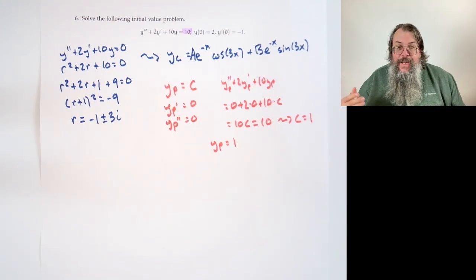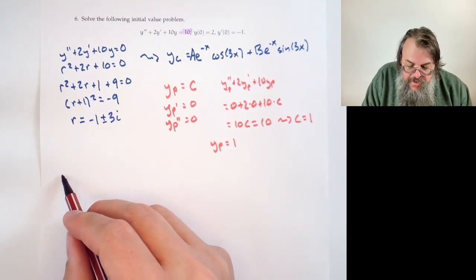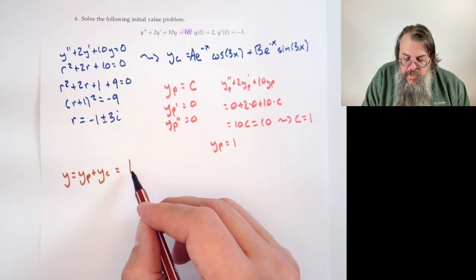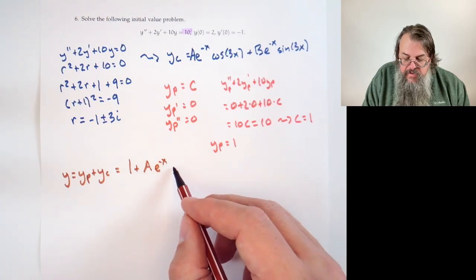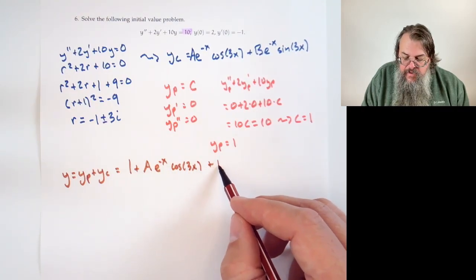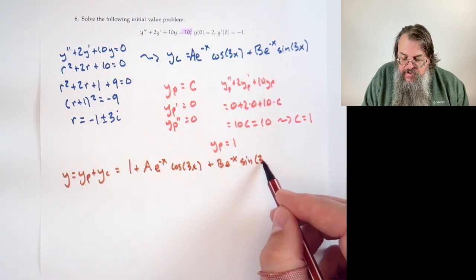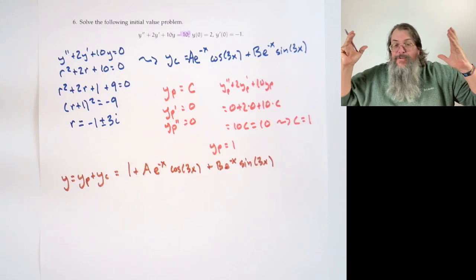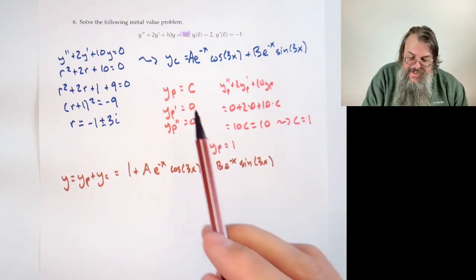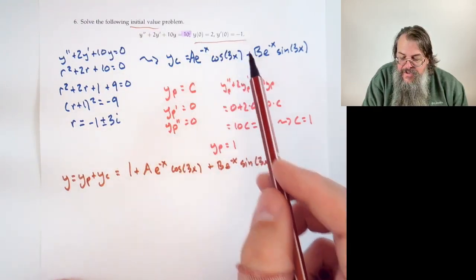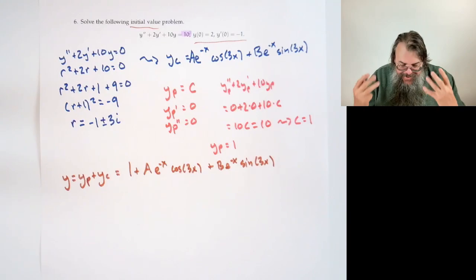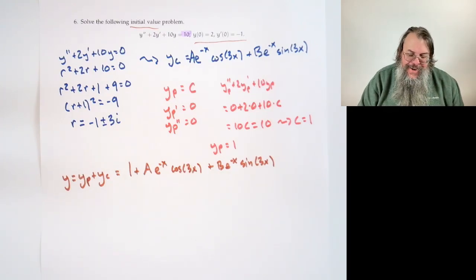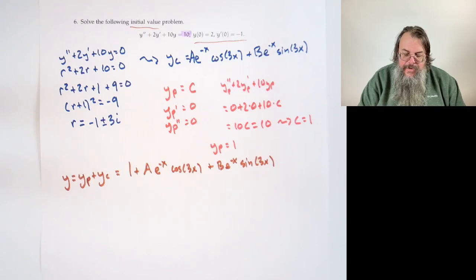So we're doing great. We can now say that our general solution is what happens when you add these two together. So that would be 1 plus something e to the minus x cosine 3x plus something e to the minus x sine 3x. And we'd be ecstatic if we were asked to find the general solution, because then we could box it. But you'll notice we have initial values. So we're not done. Just when you thought you were done, the problem pulls you back in. All right. So, no worries. We know how to handle that.